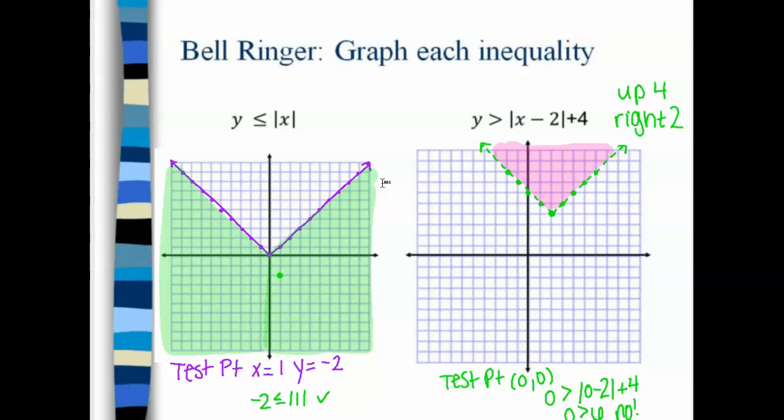Y greater than the absolute value of x minus 2, plus 4 is dashed because it's greater than but not equal to. It is shifted to the right 2 and up 4. And if you pick the test point 0, 0 in this case, it turns out to be false. So we know we shade inside the absolute value.